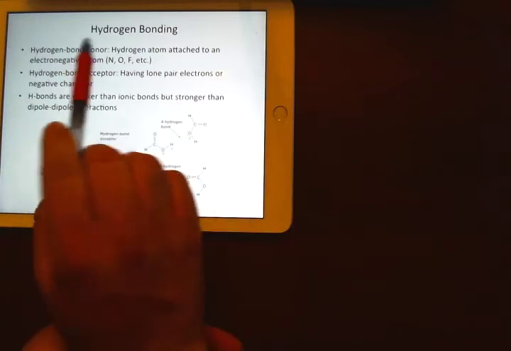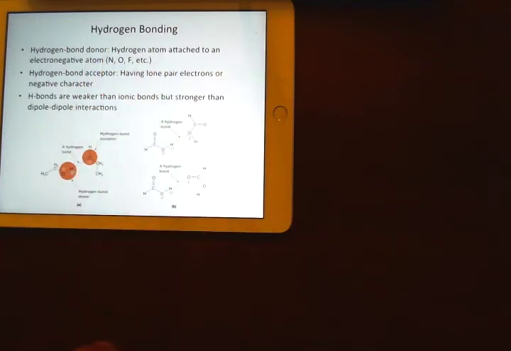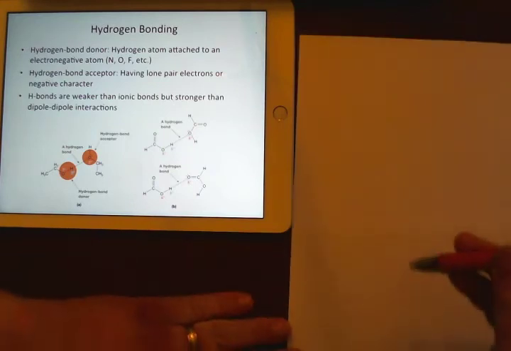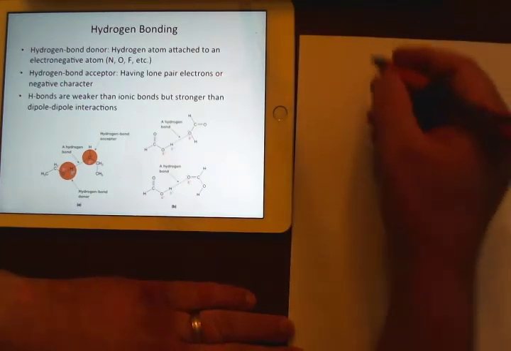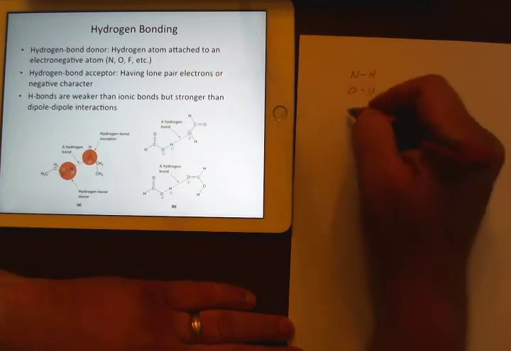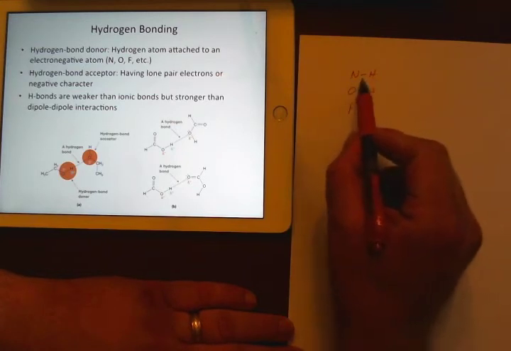You can also get hydrogen bonding. This is a subset of these dipole interactions, but it deals specifically with hydrogen. You have these donors, so you're talking about NH bonds, OH bonds, FH bonds, anything where you have a polar covalent bond with a hydrogen.